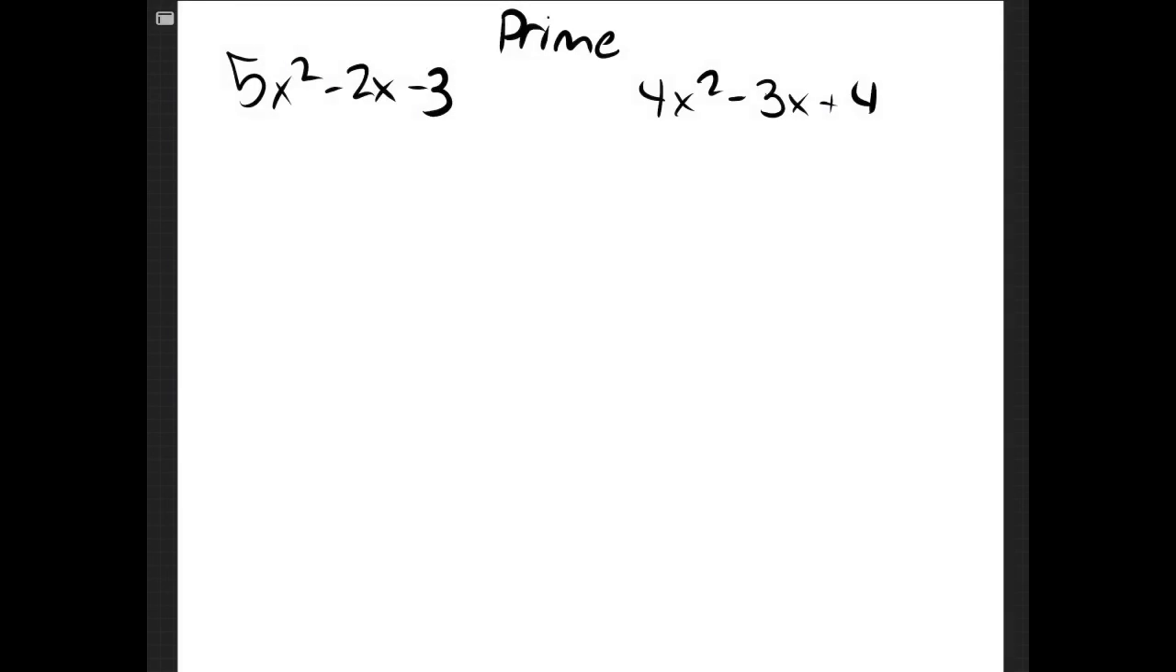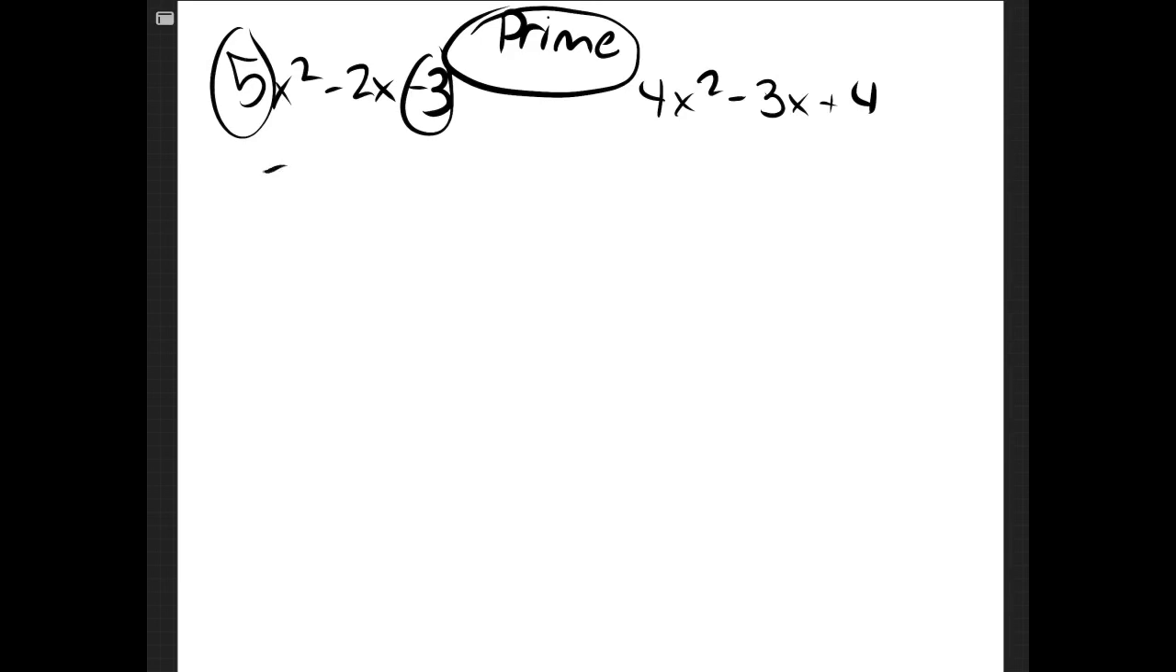So for the next part, what we have to do is figure out whether a polynomial is prime. And to do that, we have to basically figure out if it can be factored or not. So what we have to do is try factoring and see if it works. If it doesn't, then it's prime. So let's start with this one.